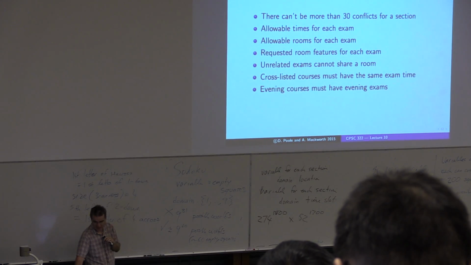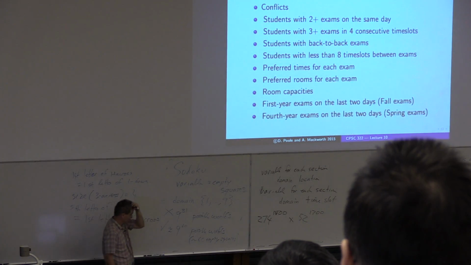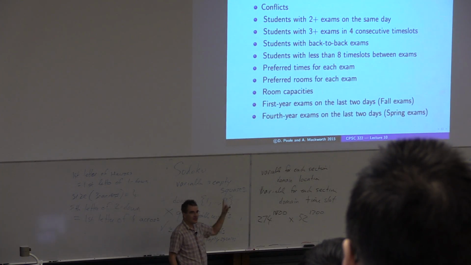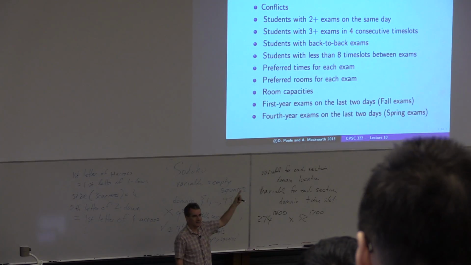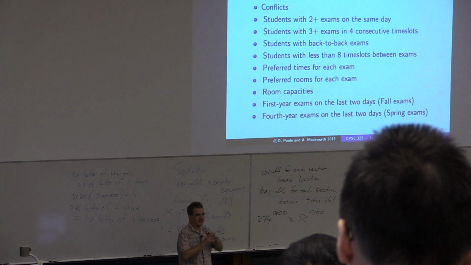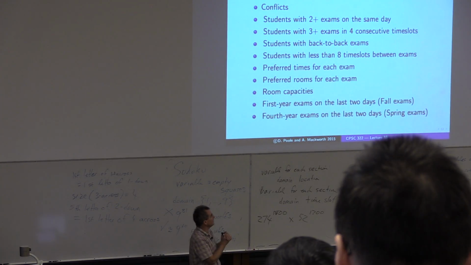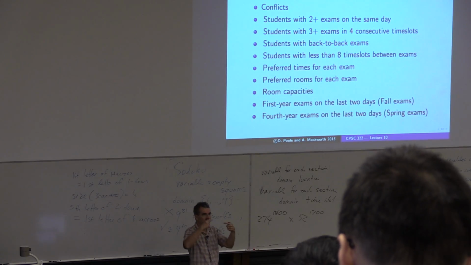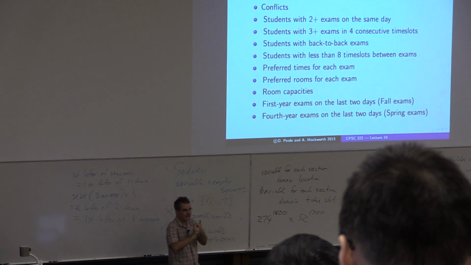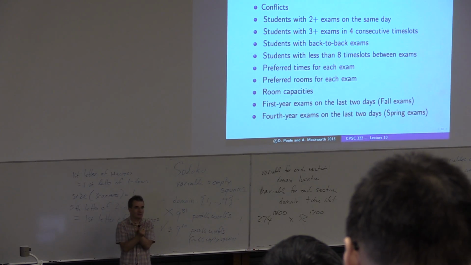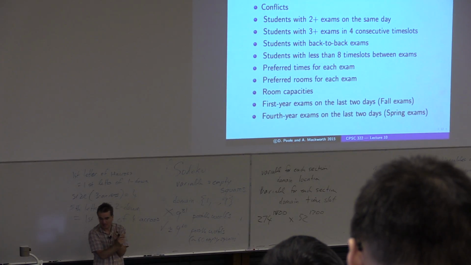So those are the hard constraints that they satisfy. And then there are a lot of preferences, a lot of soft constraints. Once you have those hard constraints, there are certain things you can do. Then you try to minimize the number of conflicts, the number of students who actually have 2 exams at the same time. We don't set that to 0. We have to try and minimize it.